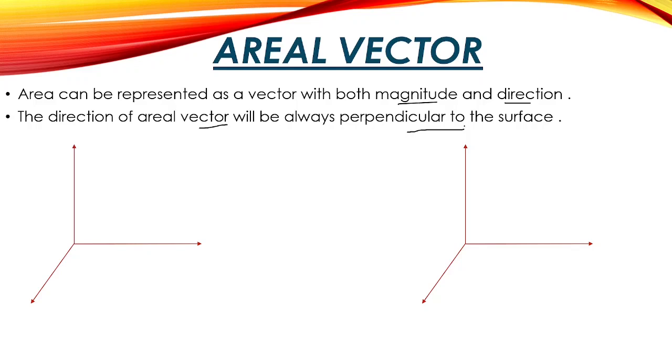Don't worry, let me give you some examples, so from that you can understand how to find the direction of an area vector. So let's consider three coordinates. This will be our x, this will be our y, and this is our z. You can consider anything you need, just consider three coordinate axes x, y, z.